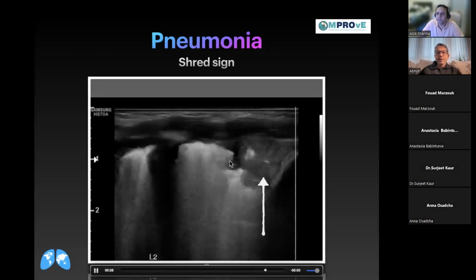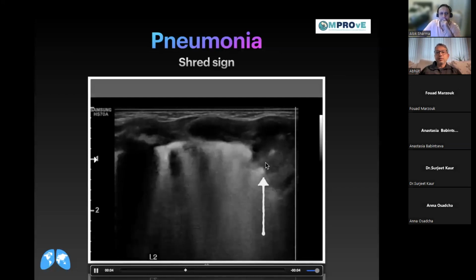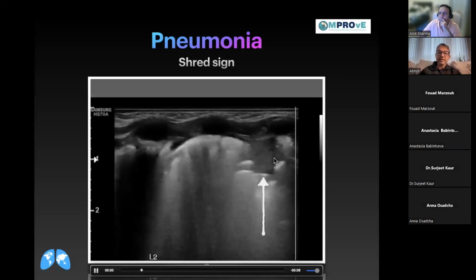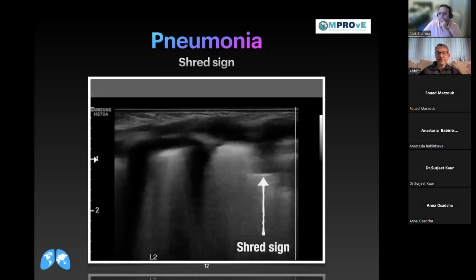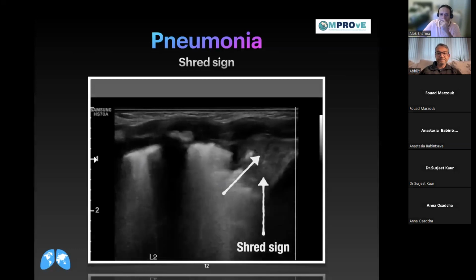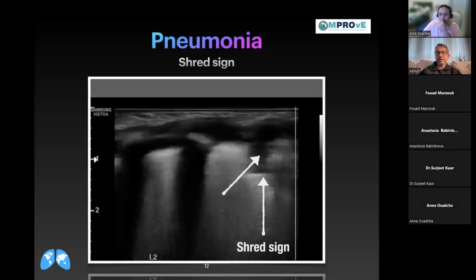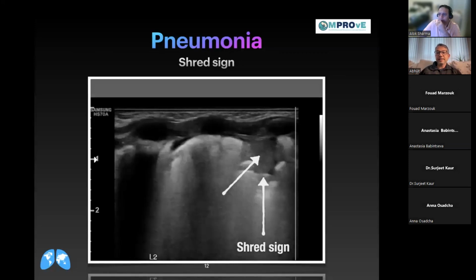And if you pay close attention to the central part of it, you will see the white speckles coming into existence and disappearing, which are called the dynamic bronchograms. Right? So that's your shred sign. And those speckles, I put the arrow there, come and disappear. And those are the dynamic bronchograms, air bronchograms.